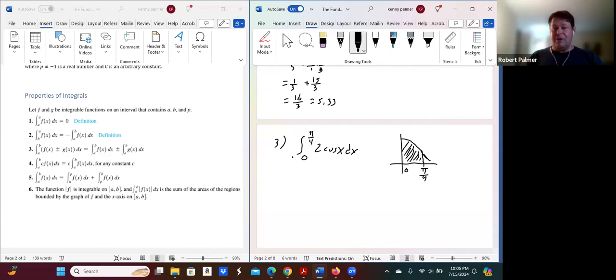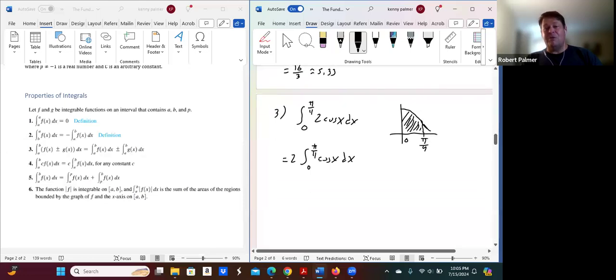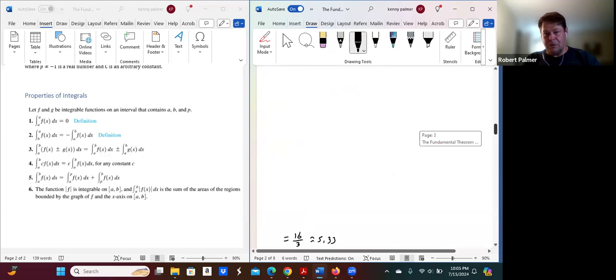Once again, like before, we can bring the constant out. And so this can be 2 times the integral from 0 to pi over 4 of cosine of x dx. Now, this doesn't involve the power rule. This is where you want to think about the derivatives you learned so far, and think what function has a derivative of cosine of x? In other words, what's the antiderivative of cosine of x? Remember, that's sine. So also don't forget the 2.